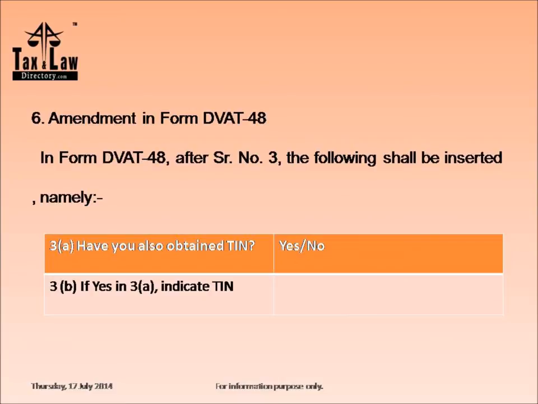Amendment in Form DVAT 48. In Form DVAT 48, after serial number 3, the following shall be inserted regarding TIN.